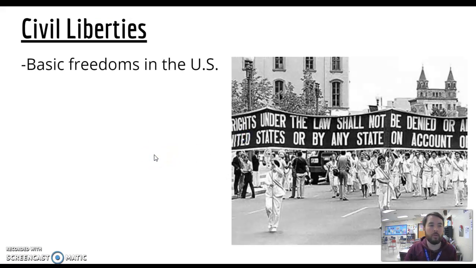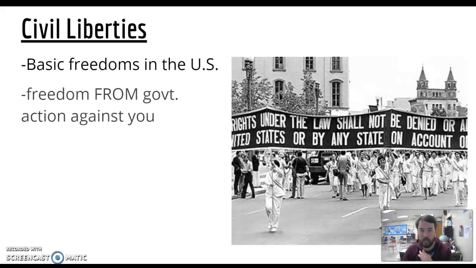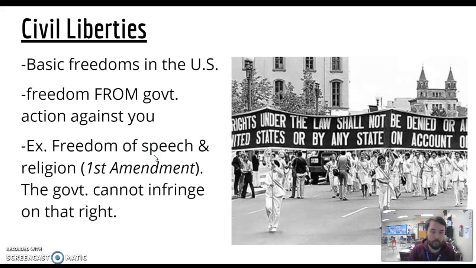So what are civil liberties? Civil liberties are basic freedoms that we are granted in the United States, and it's freedom from government action against you, okay? So let's think of some examples. We talked extensively about freedom of speech. Freedom of religion is also in the First Amendment. The government cannot infringe on those rights. They have been given to us, and the government can't take those away, okay? It's freedom from the government infringing on your life. That is a civil liberty.